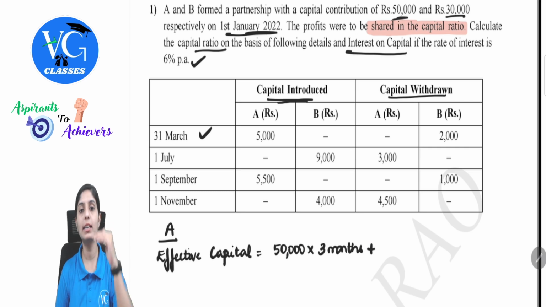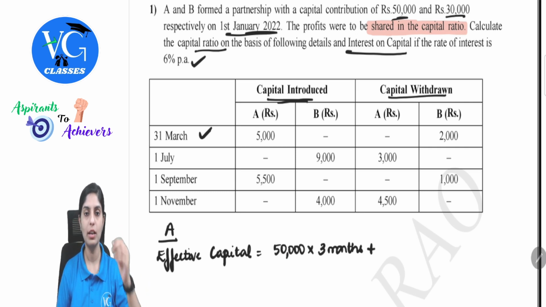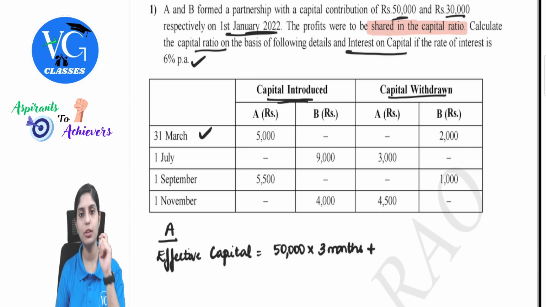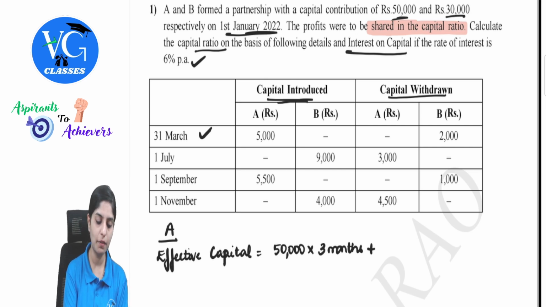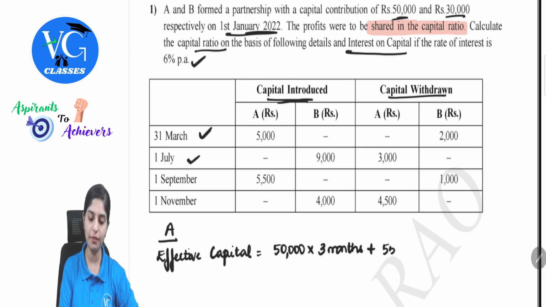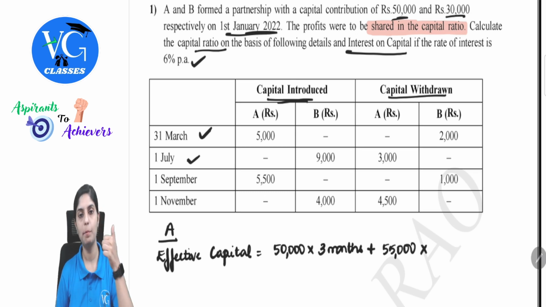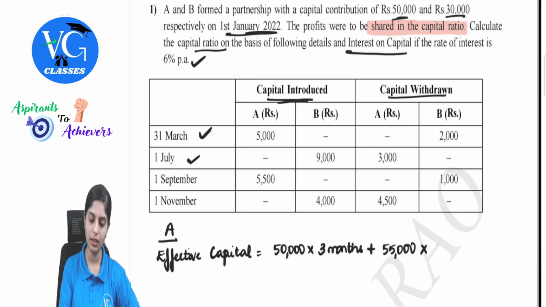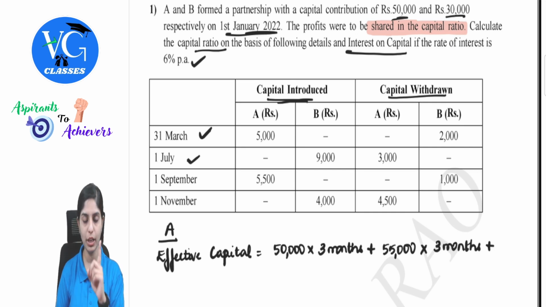Then the balance is increased because there was a capital introduction. This balance is increased as on 31st of March. Then we have to see until when this balance is there, until 1st of July. So April, May and June, 3 months, 50,000 plus 5,000. So the capital balance is now 55,000 for how many months? April, May, June, because the next is happening on 1st of July itself. 3 months plus.